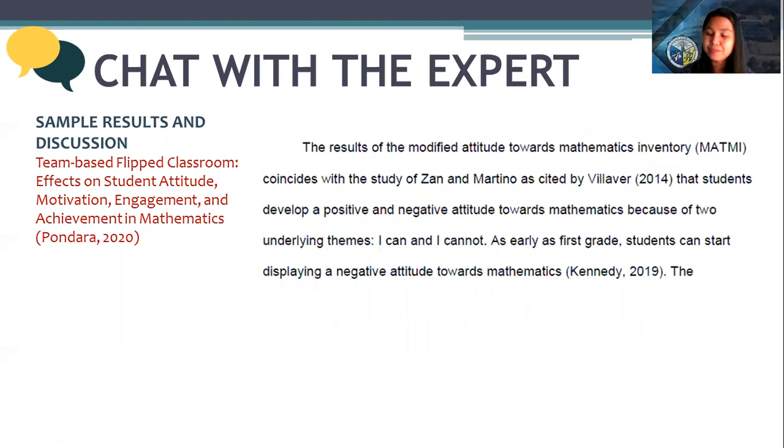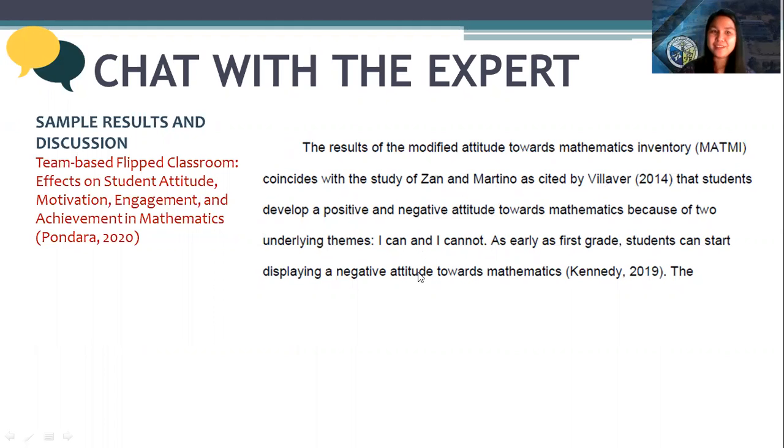So here, after that, I'll say the results of the modified attitude towards mathematics inventory coincide with the study of Zan and Martino, as cited by Villiver in 2014, that students develop a positive and negative attitude towards math because of two underlying themes: I can and I cannot. As early as first grade, students can start displaying a negative attitude towards mathematics.